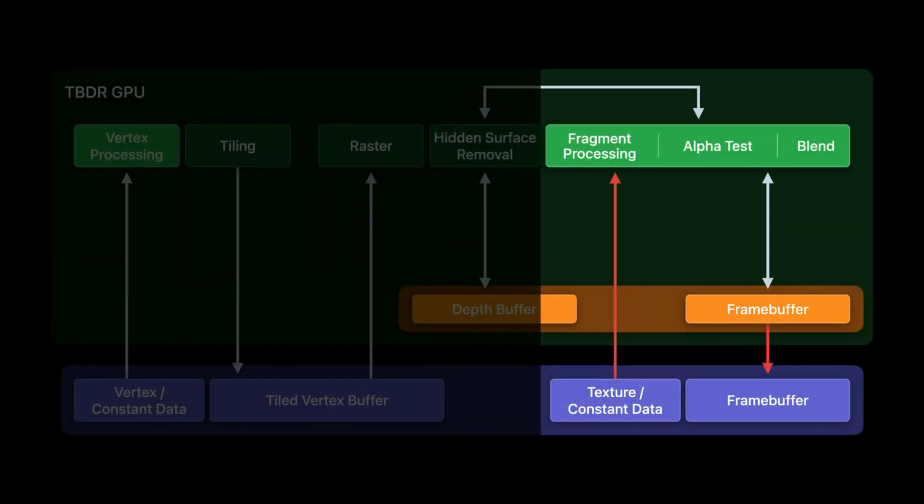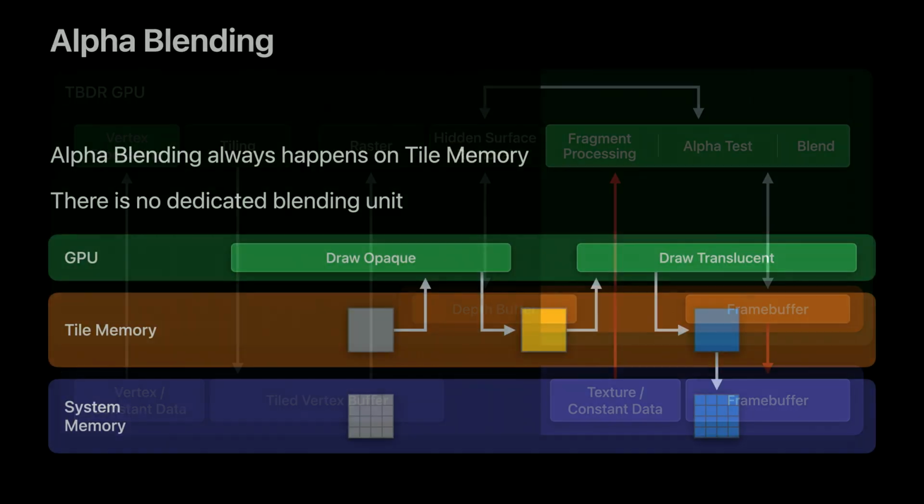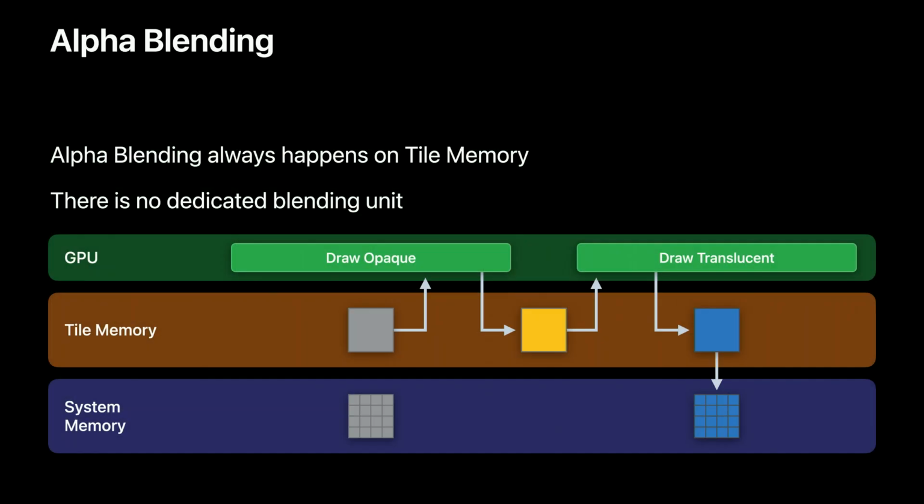After HSR, we move on to the actual fragment processing stage. Notice though that if we discard or update the depth, we will need to go back to HSR. This stage is very efficient thanks to the on-chip frame buffer. Alpha blending will always happen on tile memory. Also, notice that there is no dedicated blending unit. The only time we read or write any render target is when the load and store actions get executed. In this example, in spite of blending, the final render target gets written only once at the end of the pass.